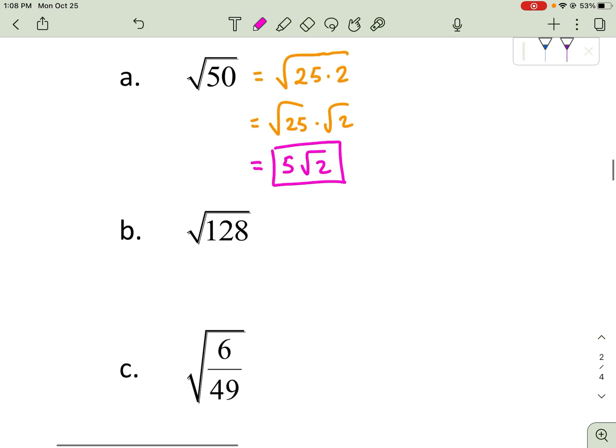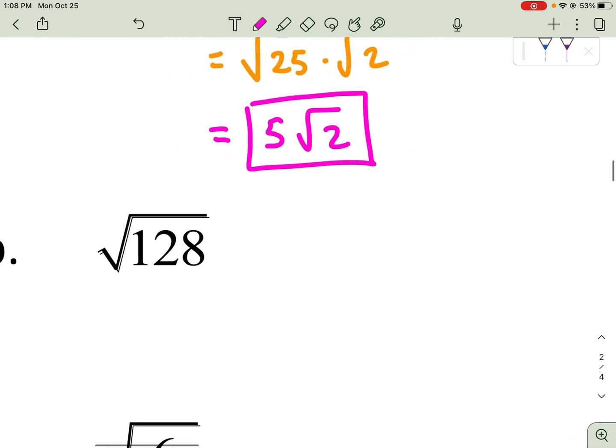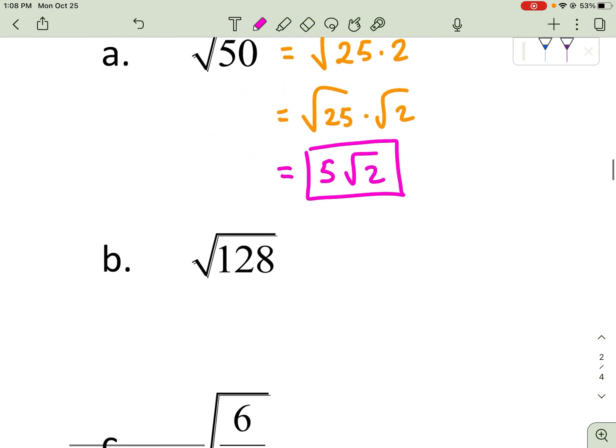On B, I'm not going to do it the fastest way possible because I want to show you what happens if you don't. But if you choose the greatest perfect square factor of 128, then your first answer will be the right answer and be all the way simplified. But I'm going to just divide this by 4, and I get 4 times 32. Okay, 4 is a perfect square, so I can square root the 4 and make it 2, and then the 32 stays under the square root.